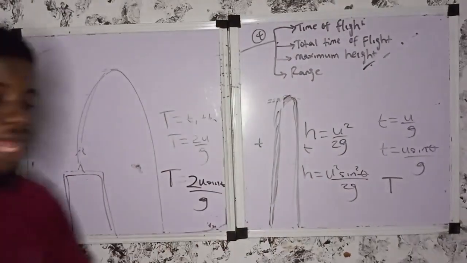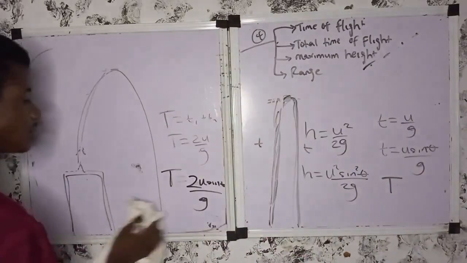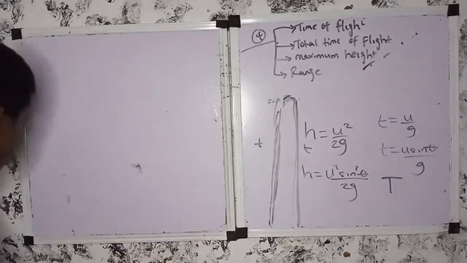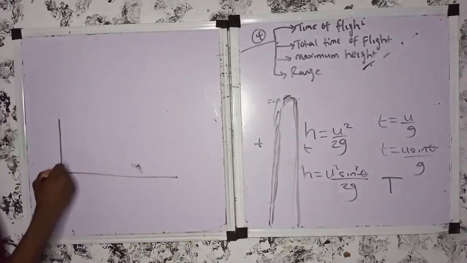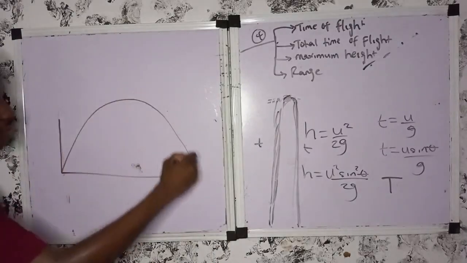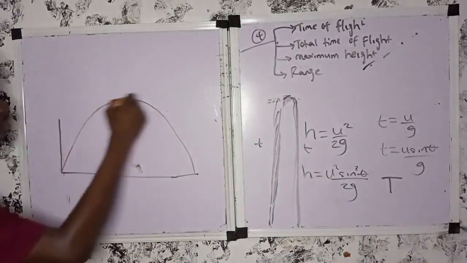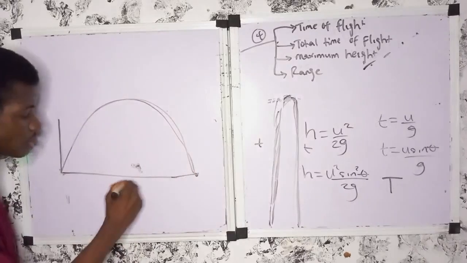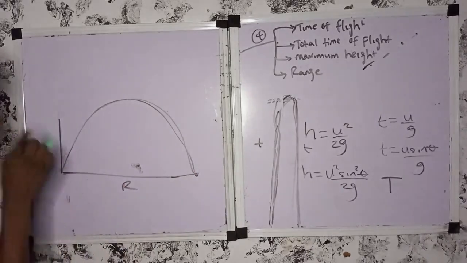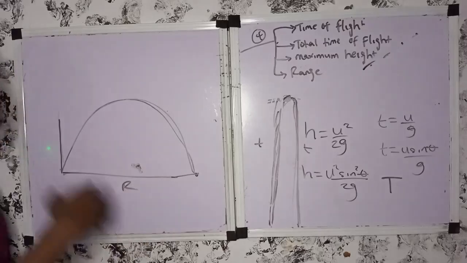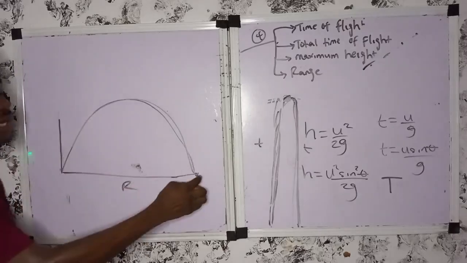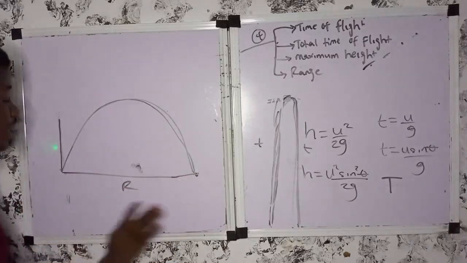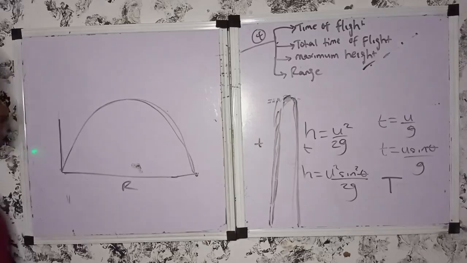We've talked about total time of flight and maximum height. Now let's talk about range. Now what is range? Let's say you throw a body and that body falls to the ground. The distance from here to here is known as the range. Range is the horizontal distance from the point of projection to the point where the projectile lands on the ground.